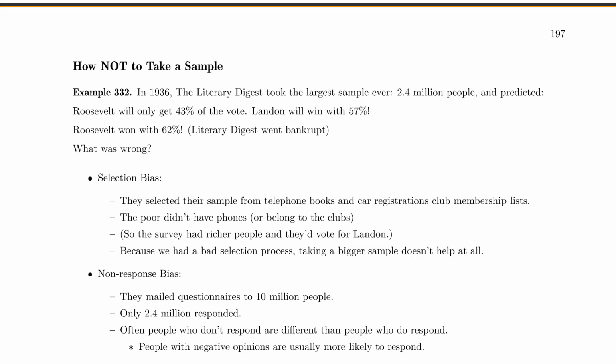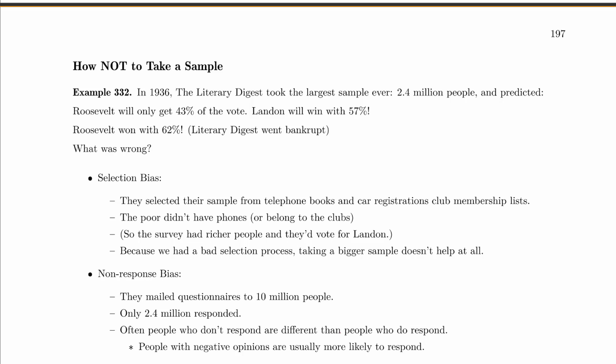Now everyone said, how could this possibly be wrong? They had a sample of 2.4 million people. That is a huge sample. So what was actually wrong? What was wrong is they had something called selection bias, and we will talk more about this bias. So what they did is they selected their sample from telephone books and car registration club membership lists. Okay. The poor people didn't have phones or belonged to these clubs. So the survey only had rich people that had the books, the telephone numbers, and car registrations.